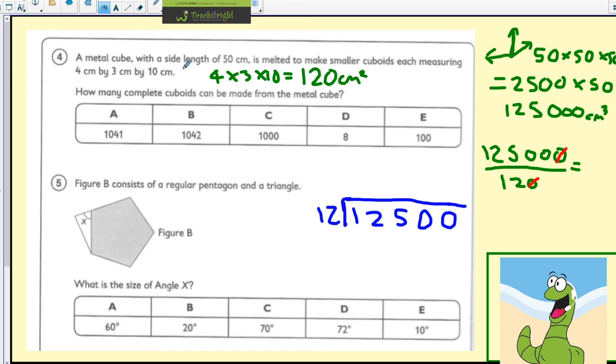Now, because we're dealing with actual objects, any decimals, any remainders, I'm just going to write as remainder because I don't need to know how much they'll make, because it's not going to make an exact cuboid. So 12s into 1 go 0, 12s into 12 go 1, remainder nothing. 12s into 5 go 0, 12s into 50 will go in 4 times, remainder 2, and then 12s into 20 go in 2 times, remainder 1. So I'll get exactly 1042.